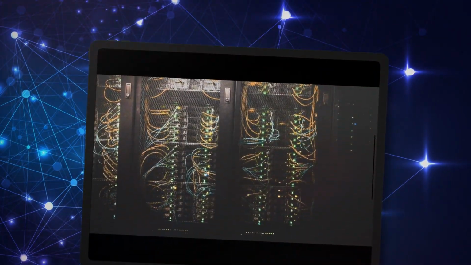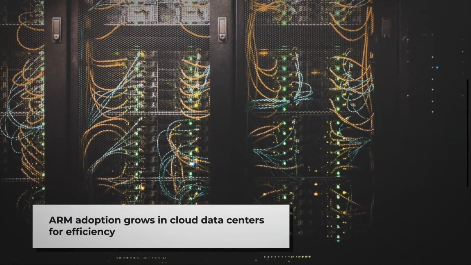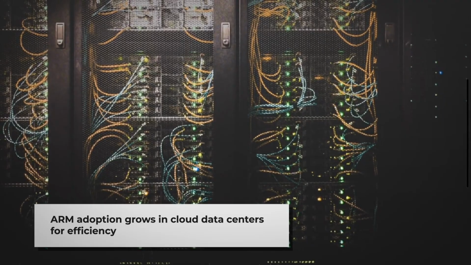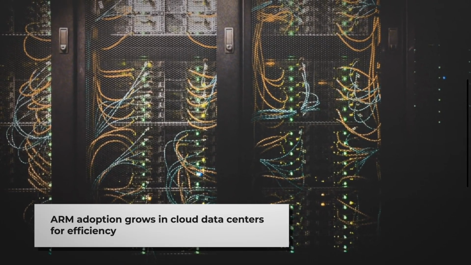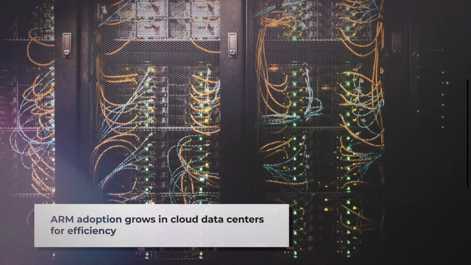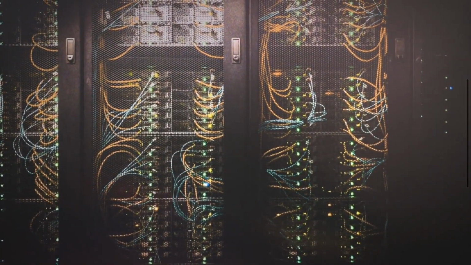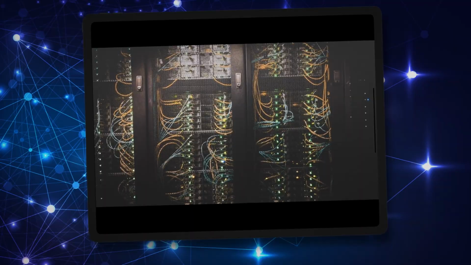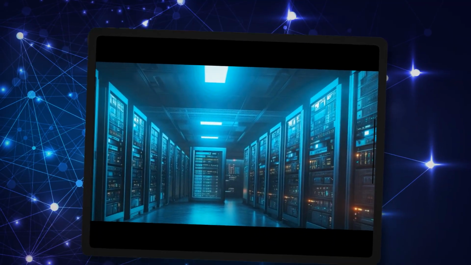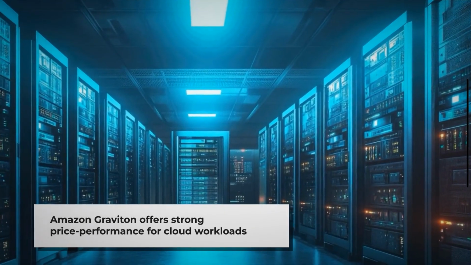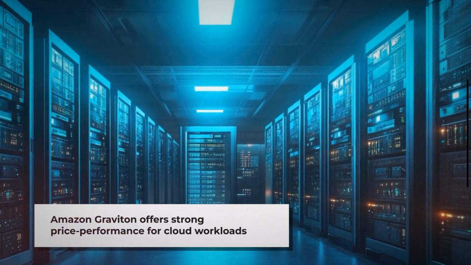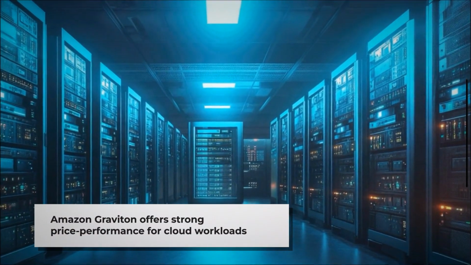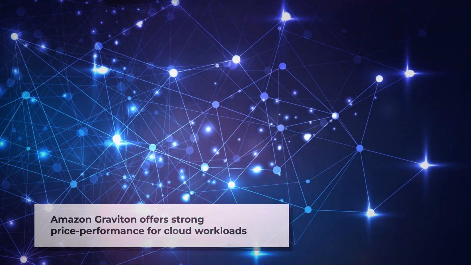The server market has also witnessed growing ARM adoption. Cloud providers and data center operators increasingly deploy ARM-based servers for specific workloads, where power efficiency translates directly to operational cost savings. Amazon's Graviton processors, based on ARM architecture, offer compelling price-to-performance ratios for cloud computing tasks.